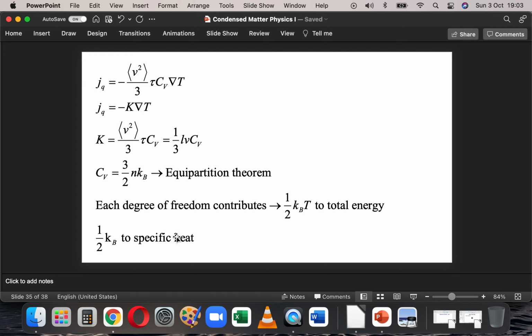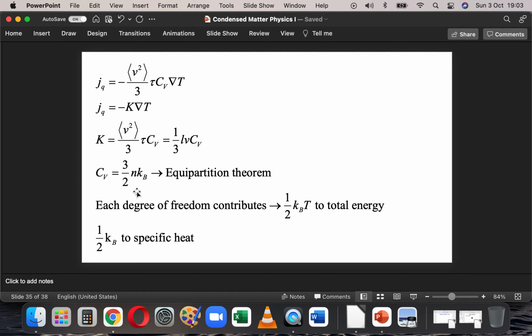Because of this, and I just said that the specific heat is basically the rate of change of the internal energy with respect to temperature. So if this is the internal energy, the specific heat will be the derivative with respect to temperature, which is just half kB. So each degree of freedom contributes half kB to the specific heat. There are 3 degrees of freedom. So it is 3/2 kB into the number of particles per unit volume. That's why you have 3/2 nkB. That's the expression that Drude used.